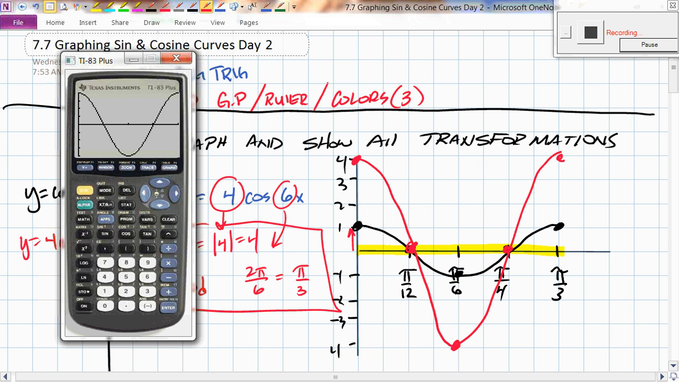And, of course, there it is, right? We can see that the first dot on our graph is at a 0, which represents pi over 12. So pi over 12 is at 0. And then all the way down the line matches perfectly.